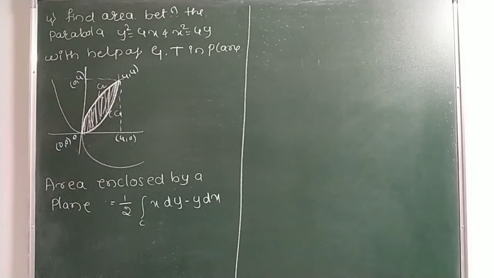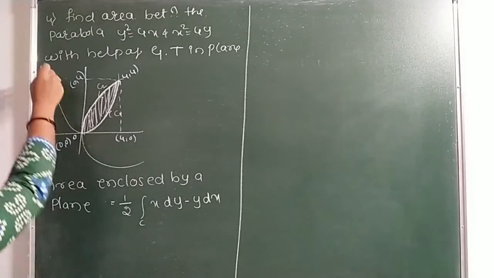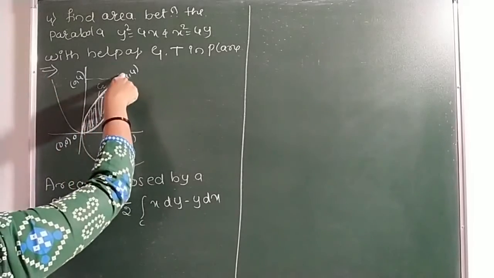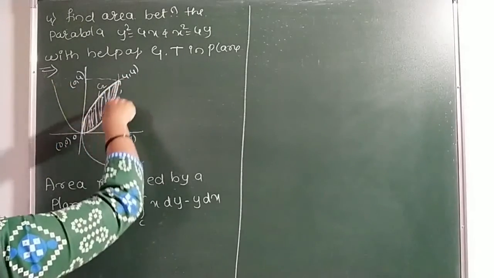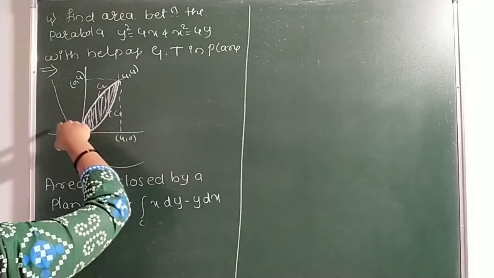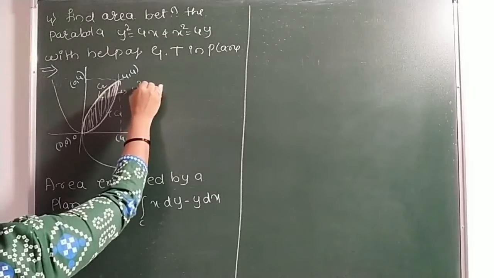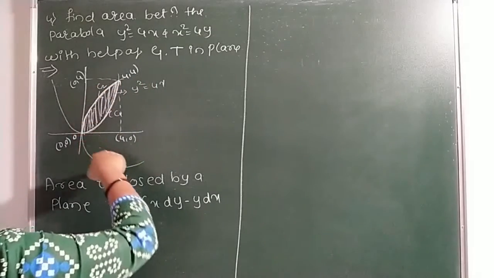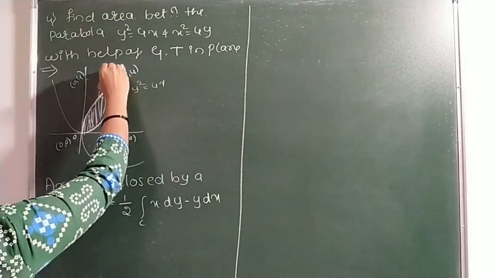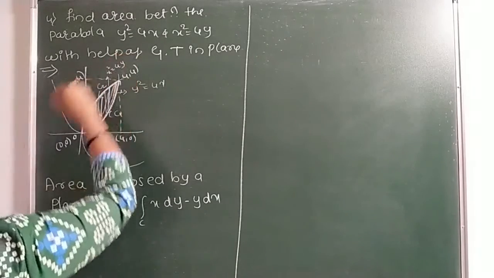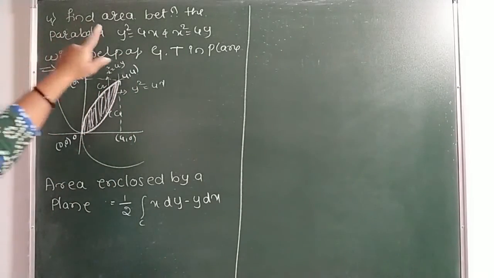Next example is: find the area between the parabola y square is equal to 4x and x square is equal to 4y with the help of Green's theorem in a plane. Here they given two parabolas that we have to draw. Here one parabola, y square is equal to 4x, and here one parabola, x square is equal to 4y. Now find the area.